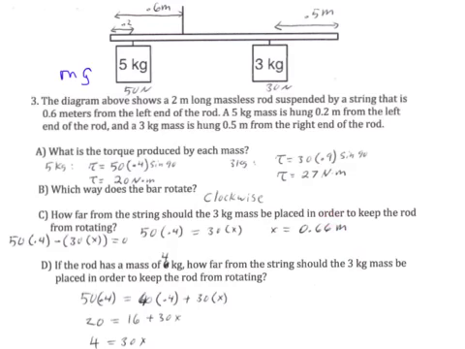Instead of being 0.9 meters away, we'd have to move it a little bit closer, and that makes sense. If it's rotating this way, and we move it a little bit closer, it'd have less torque. Now look what we're going to do.